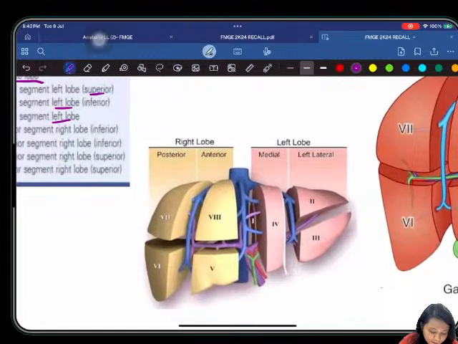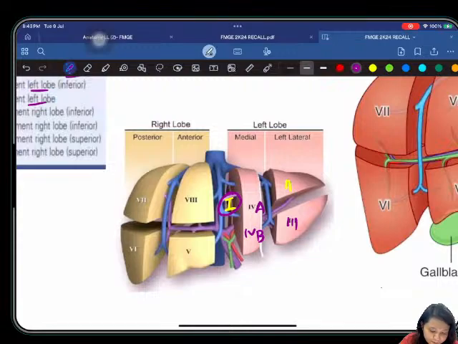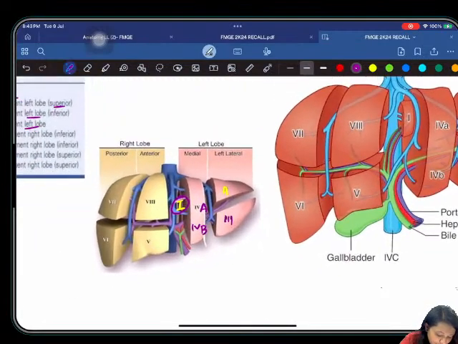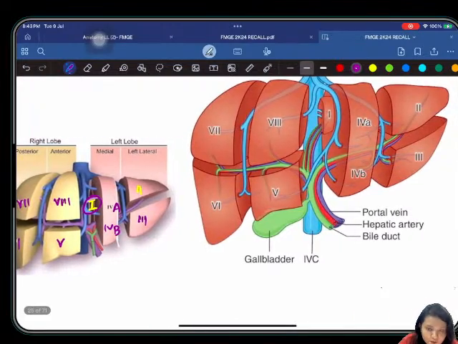So you can see here how the segments start. The first segment is here, that is the caudate lobe, segment 1. Then you have segment 2, then segment 3, then 4A, 4B. Then you have segment 5, segment 6, segment 7, and segment 8. These are the Couinaud segments. Similarly you can see in this image.